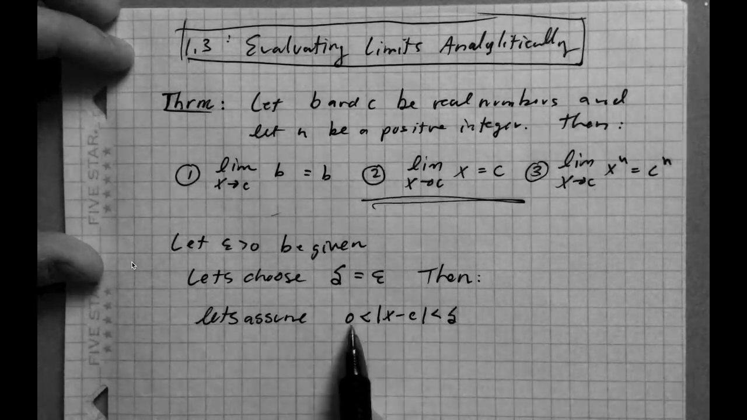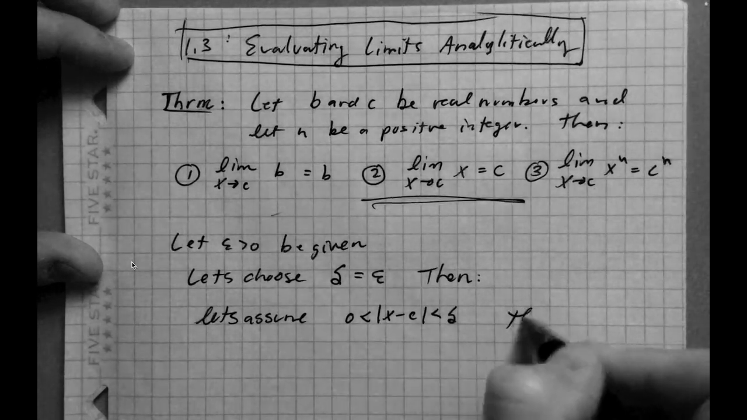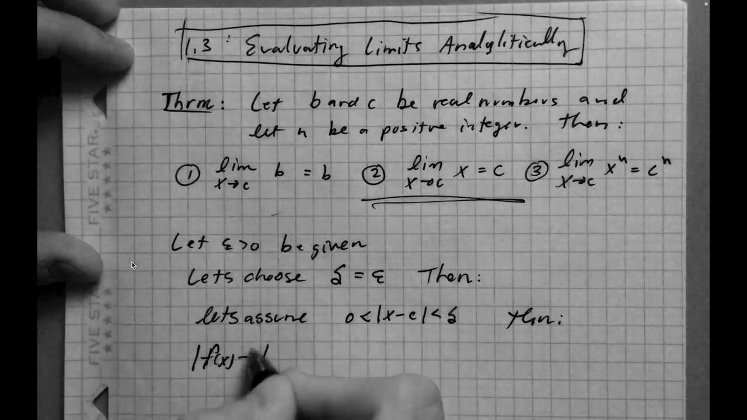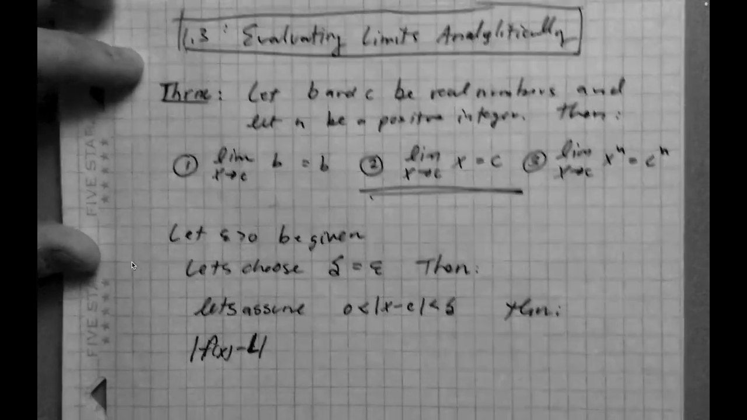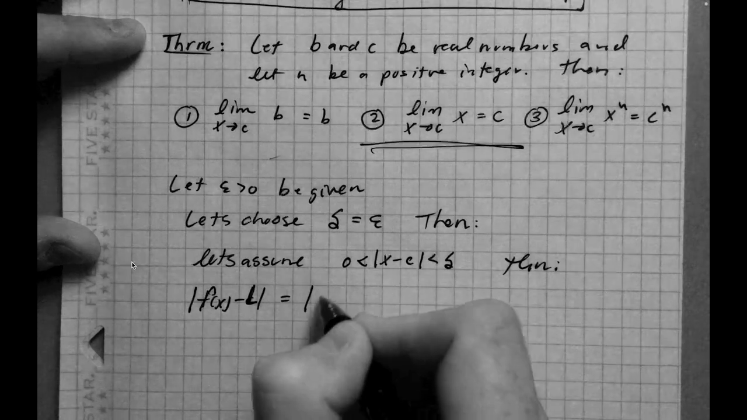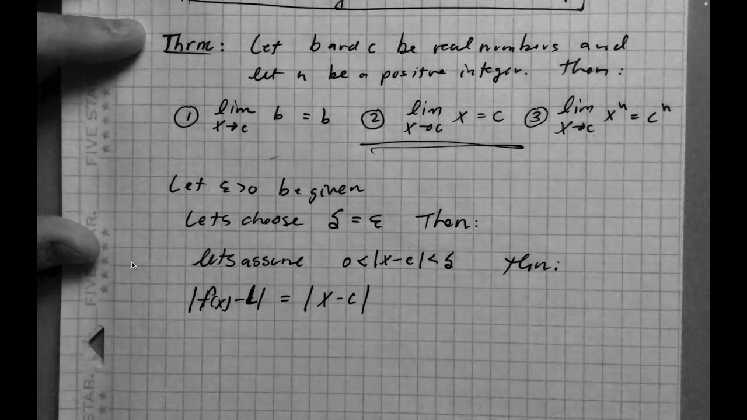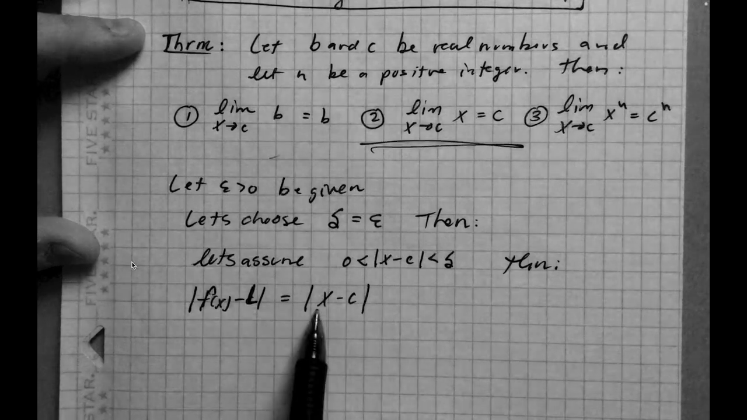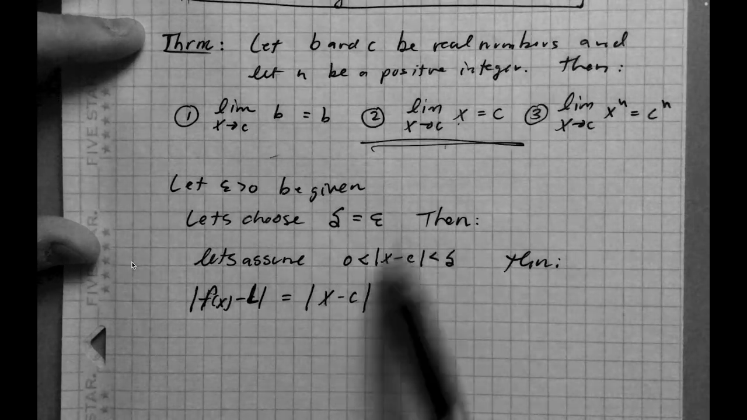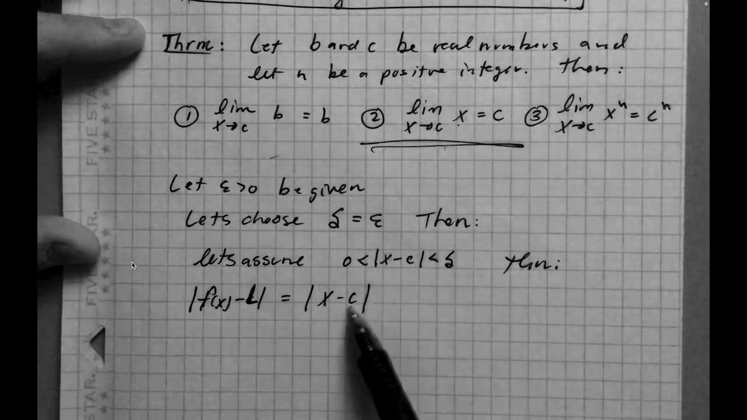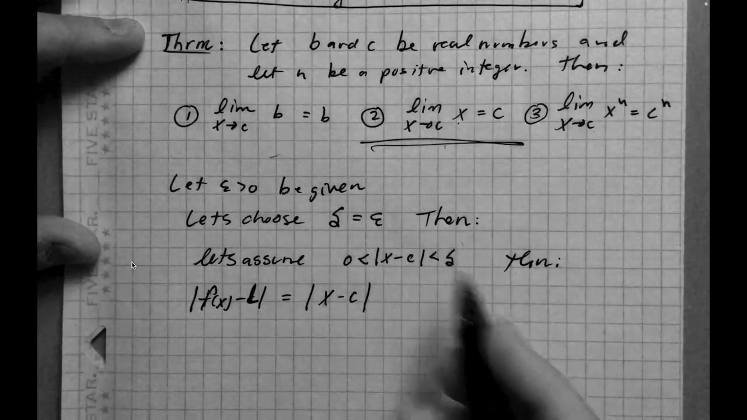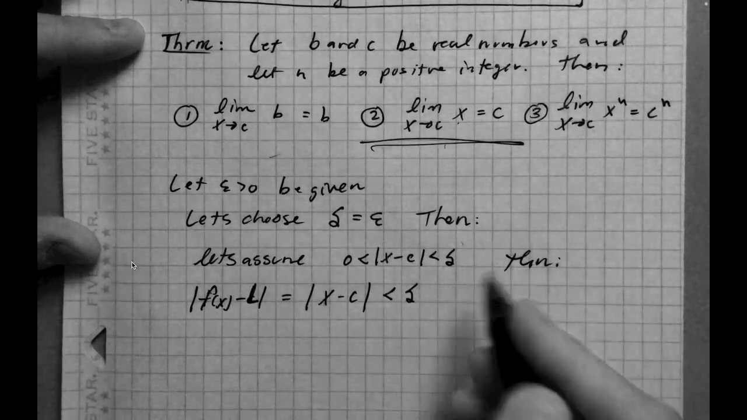So if |x − c| is less than delta, then we have |f(x) − L|. Well, let's put the limit in there just to be really crystal clear. So f(x) − L is of course equal to, in this case, x − c. The function f(x) is just x in this case, and the limit point, what we're saying the limit is, is c. So x − c. Now, obviously, the absolute value of x − c is less than delta by assumption here. So that's less than delta, and we set delta equal to epsilon.